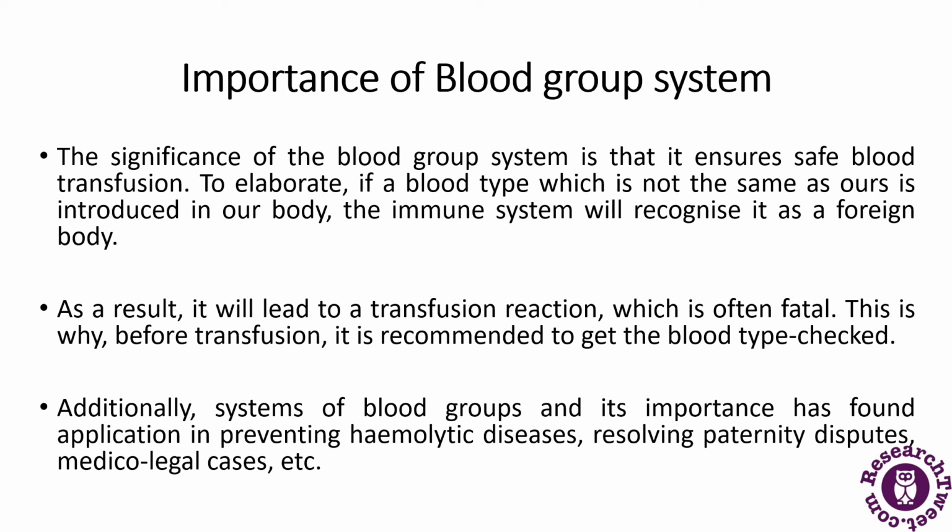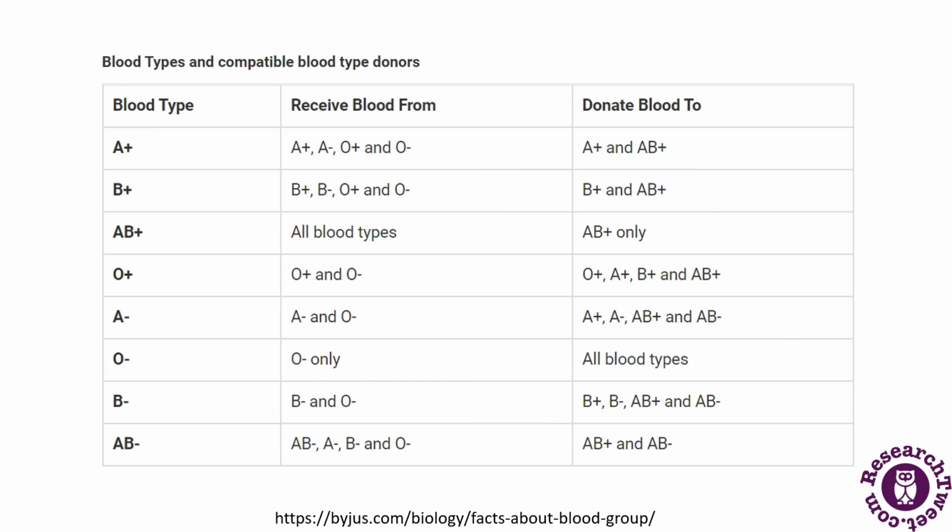So if the person has A blood group, he will take blood from a person who has blood group A or blood group O. Additionally, the blood group system has found applications in diseases such as hemolytic diseases, and it helps resolve parentage disputes and medico-legal cases also. So this is the importance of the blood group system.